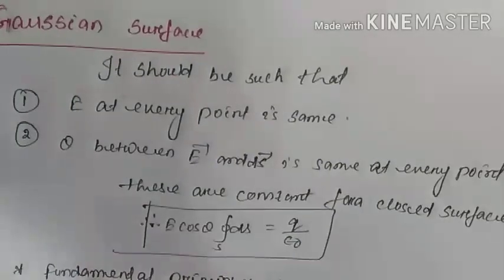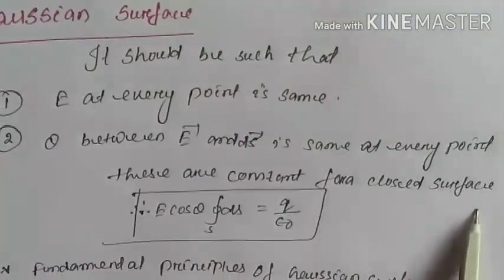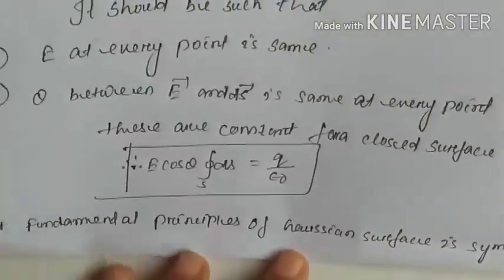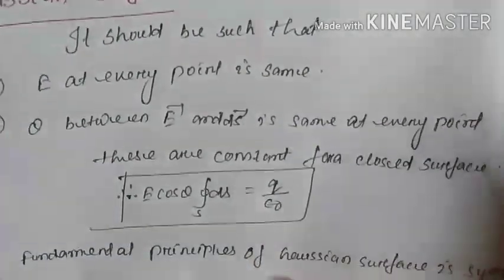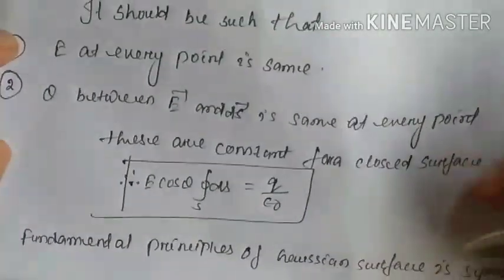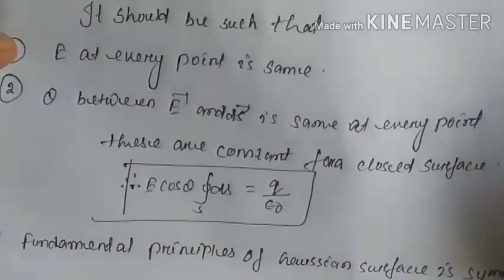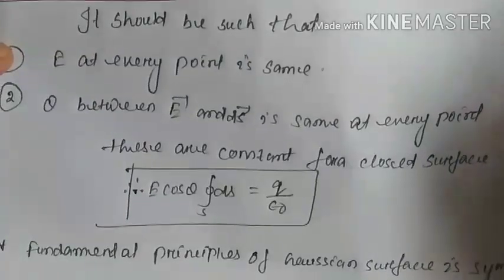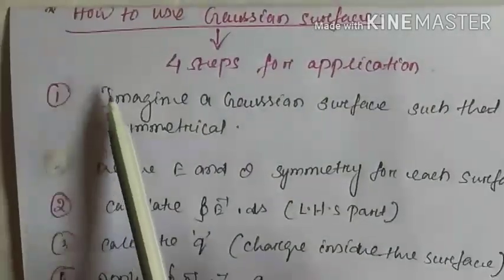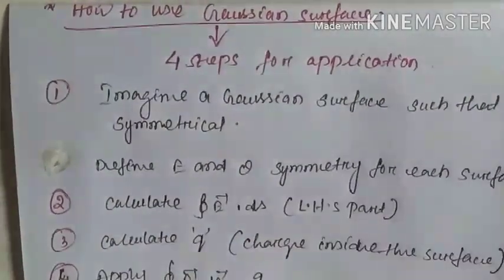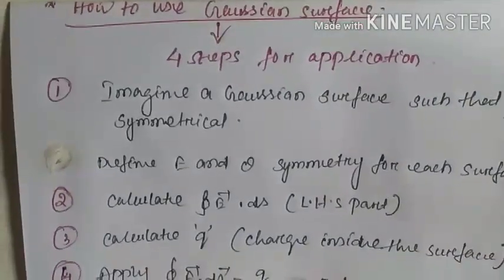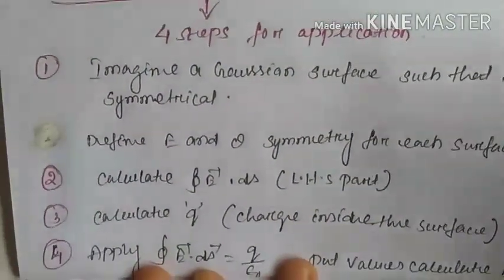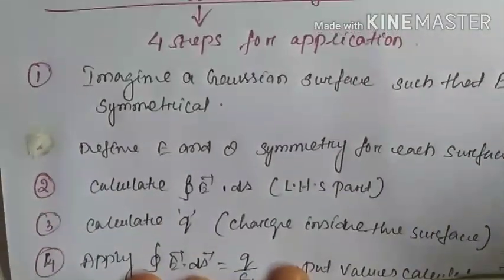And these are constant for a closed surface, so we can take them outside, as we already discussed. Now we conclude that the fundamental principle of a Gaussian surface is symmetry. What symmetry? Symmetry of E and symmetry of Q. We will see how to use this concept for solving different applications of Gauss theorem.